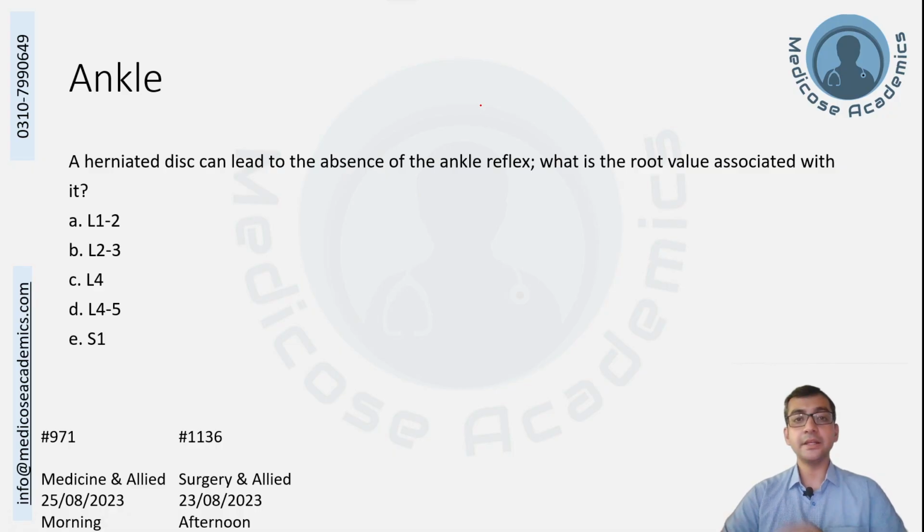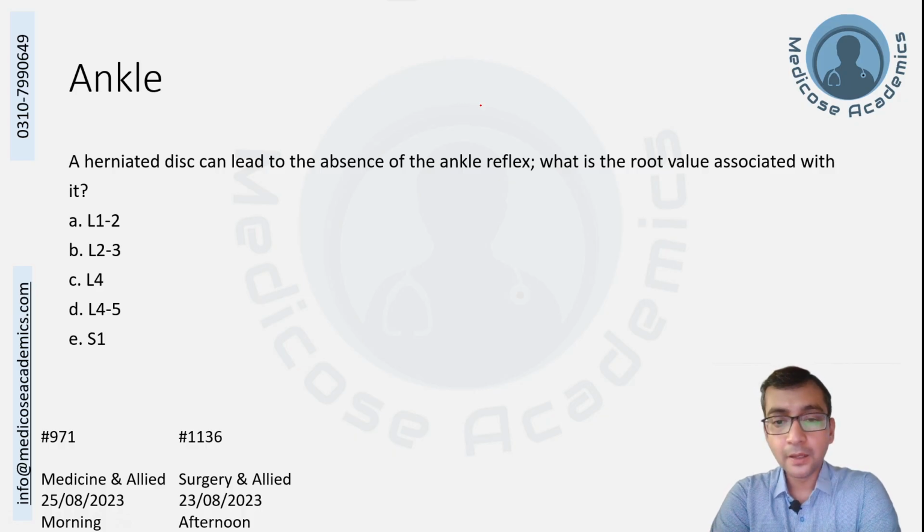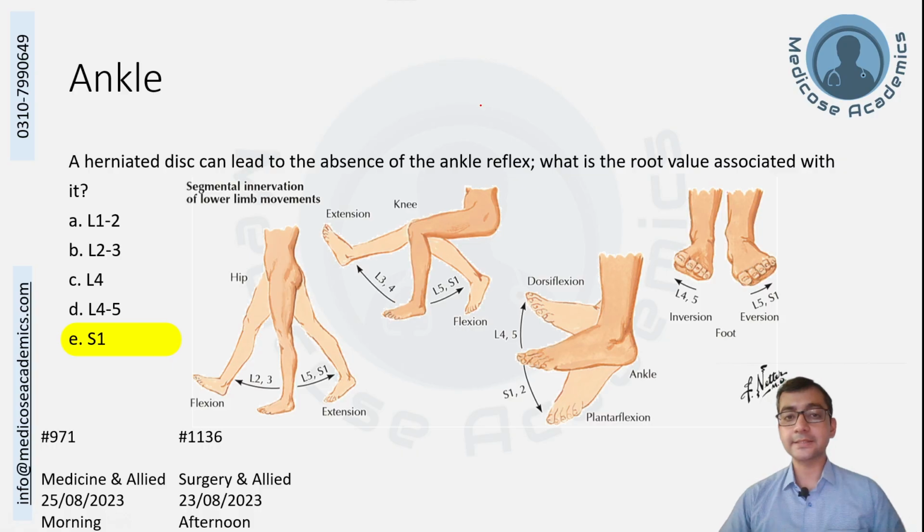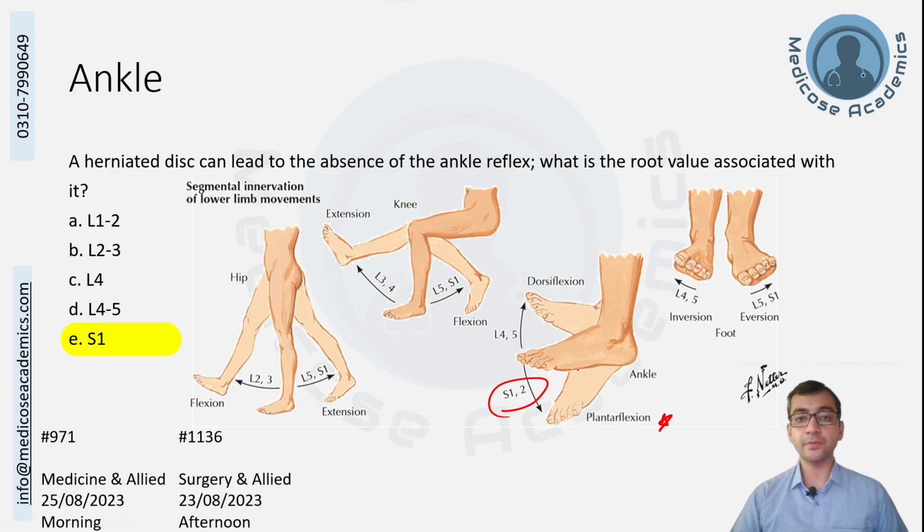The herniated disc can lead to the absence of ankle reflex. Which of the root value is associated with it? I told you already to keep in mind the root values of the movement of three major joints, especially knee and ankle joint. So for the ankle reflex, that is plantar flexion is being done here, S1 and S2. So the injury must have been among these two nerves.